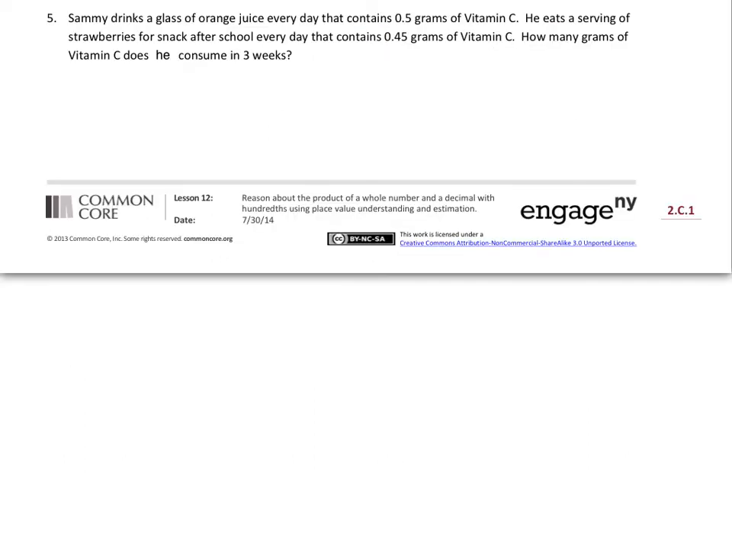Our final problem says, Sammy drinks a glass of orange juice every day that contains 5/10 grams of vitamin C. He eats a serving of strawberries for a snack after school every day that contains 45/100 grams of vitamin C. How many grams of vitamin C does he consume in 3 weeks? Let's start with the information that we know. The everyday part is very important.